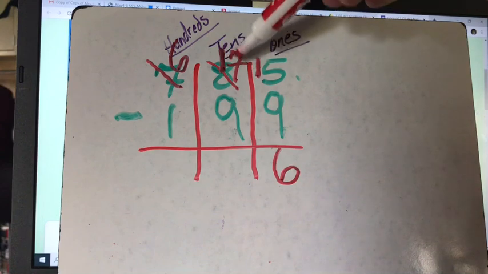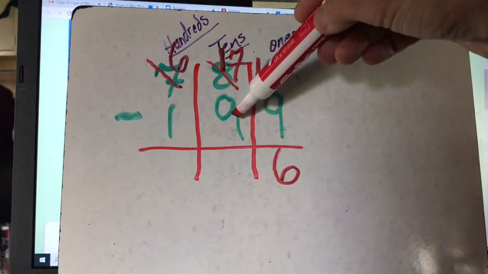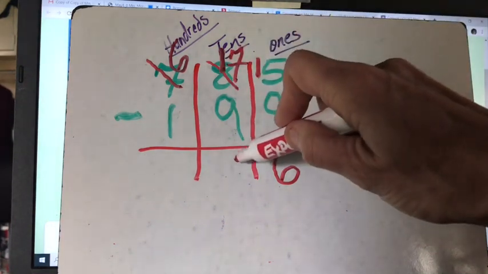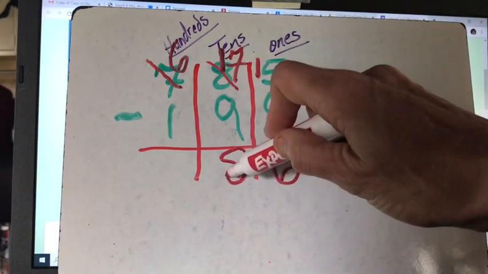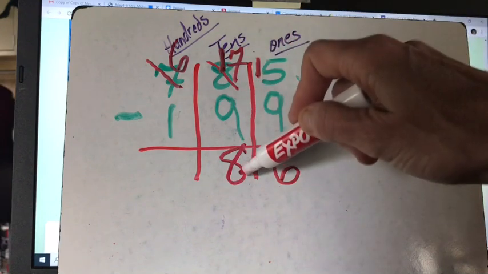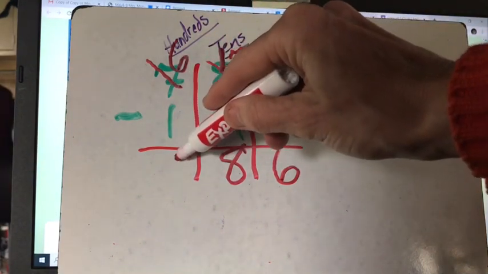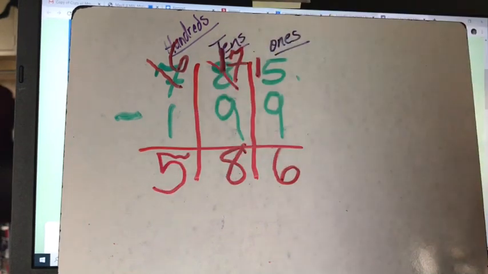All right, I go back. 17 minus 9, so I know my facts. I know 9 plus 8 gives me 17. It's a fact family. So 17 minus 9 equals 8. And 6 minus 1 is 5. So our answer should be 586.